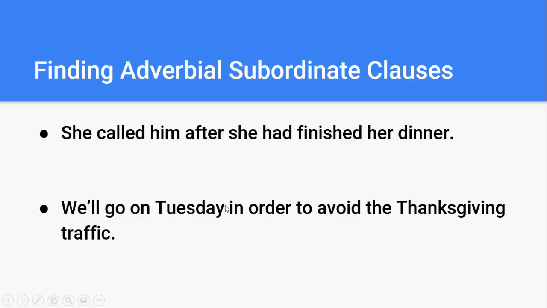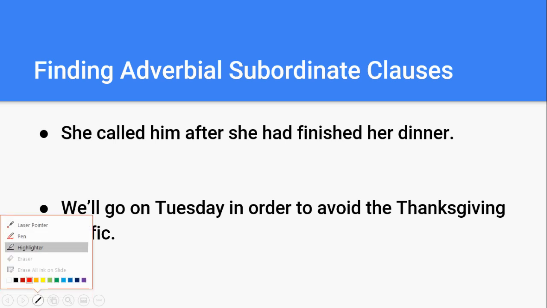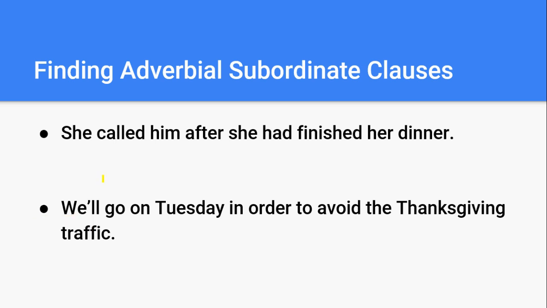Let's see if we can find the adverbial subordinate clauses in these example sentences. First, we have this sentence. She called him after she had finished her dinner. So if we can remember from the previous slide, adverbial subordinate clauses answer questions such as how, when, or why.